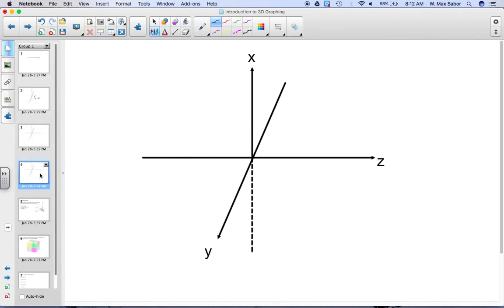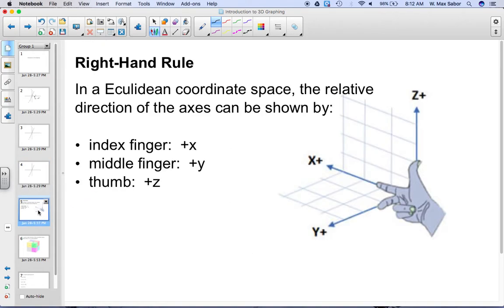Sometimes it's technically possible that it would be x is up and down, y is in and out, and z is to the right. The important thing about the 3 axes is that they follow the right-hand rule. And in a Euclidean coordinate space, Euclidean meaning it follows the rules set forth by Euclid, the relative direction of the axes can be shown by the index finger should be pointing in the positive x direction, the middle finger should be pointing in the positive y direction, and the thumb should be pointing in the positive z direction.